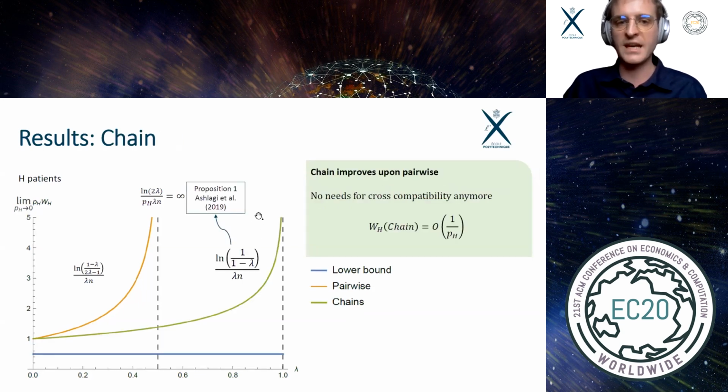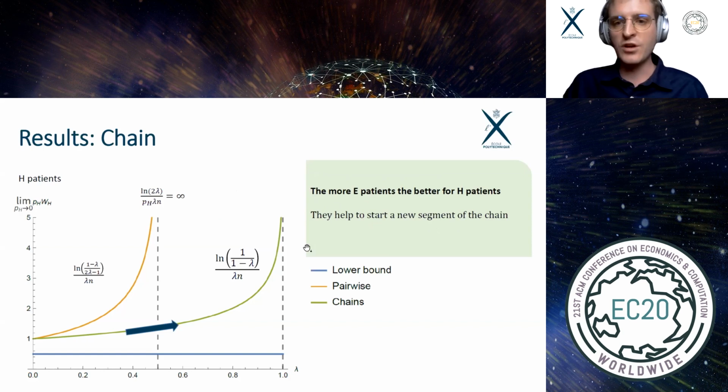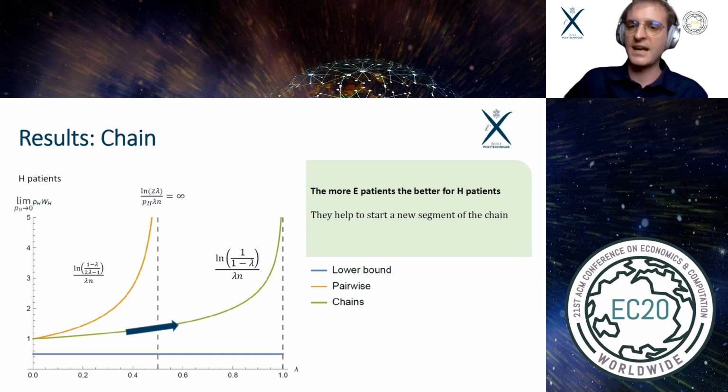So then for chains, again, Ashlagi et al. have characterized the constant of the waiting time. And basically, since you don't do cross-compatibility anymore, the waiting time is of order 1 over pH for hard to match patients. And you have two observations. The first one is you still have this upward slope, where the more easy to match patients, the better for hard to match patients. And the intuition is that the more easy to match, the more they help to start a new segment of the chain, because the chain starts again as soon as a new patient is compatible with the altruistic donor.